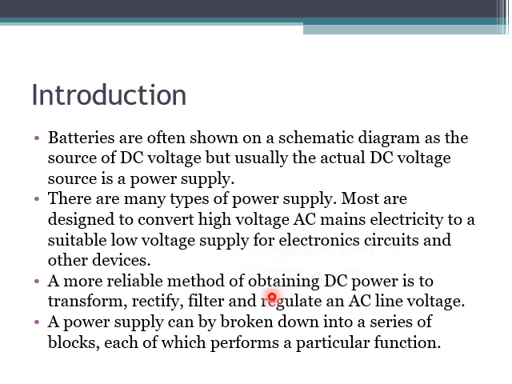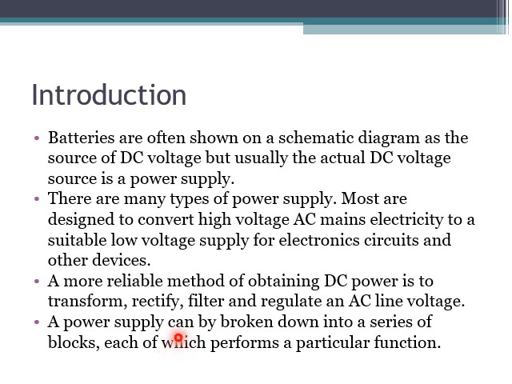devices. A more reliable method of obtaining DC power supply is to transform, rectify, filter and regulate an AC line voltage. So the entire process, transform, rectify, filter and regulate an AC line voltage, we are calling it a switched mode power supply. Understand? Right. Next, it can be broken into a series of blocks.